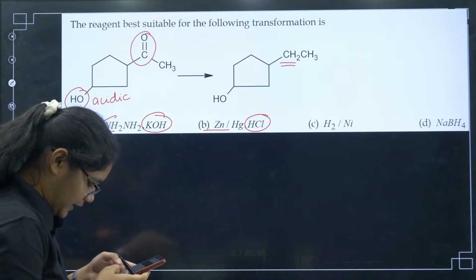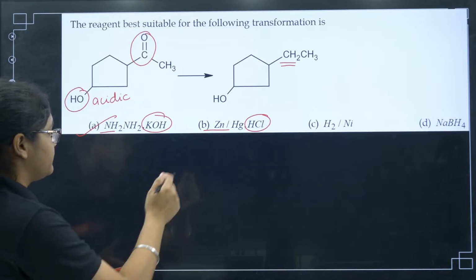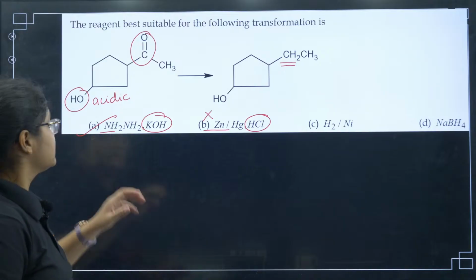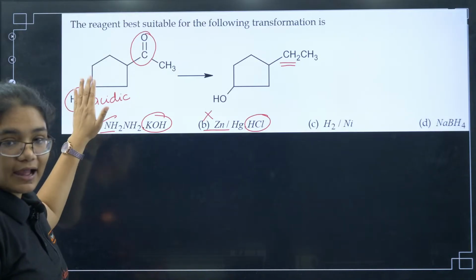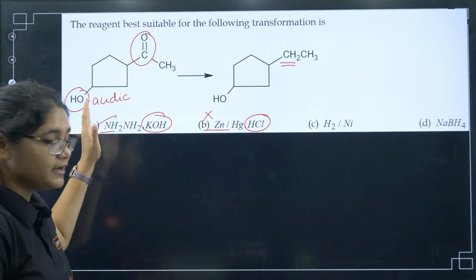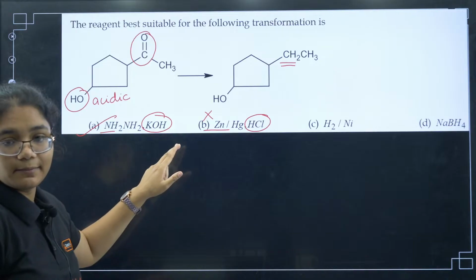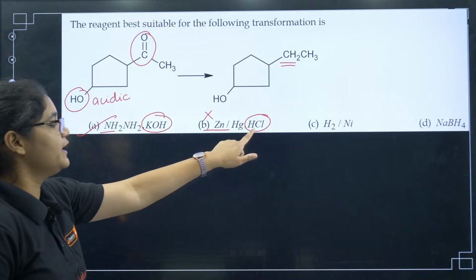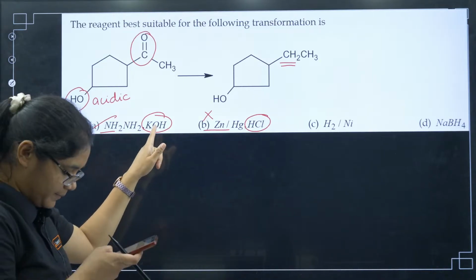So option number A here. I hope this is clear. Why not B? Why not B? Because this is an acidic medium. Alcohols are acidic in nature, so you should provide a basic medium. So that is why I have to provide not an acidic medium, rather a basic medium.